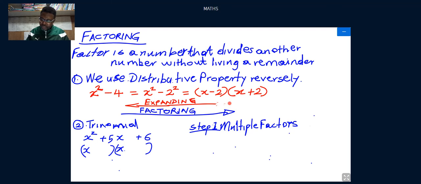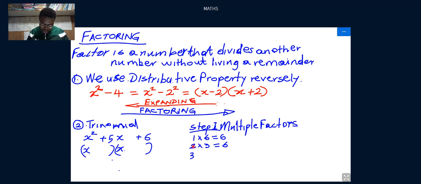Okay, so we are looking, let me just clean these dots here, my board. What are the multiple factors of 6? We are looking for multiple factors of 6. 1 multiplied by 6 is equal to 6. 2 multiplied by 3 is equal to 6.